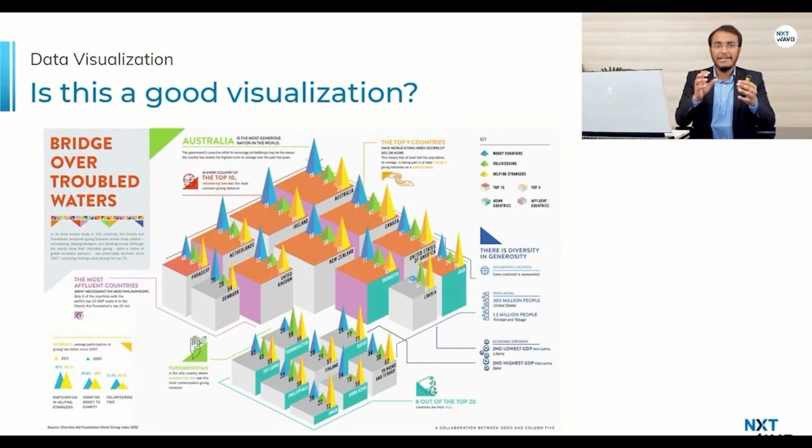Those pyramid heights, so if you want to compare a pyramid height which is on the left side to that of the right side, it's not very clear. So you can't make much sense of the data. Rather, it is becoming a little complex to understand the underlying data rather than making it easier.